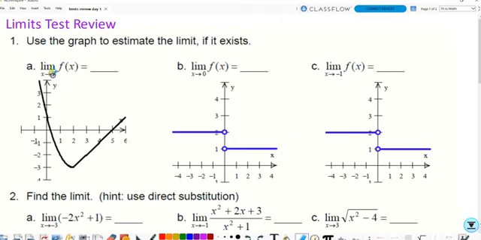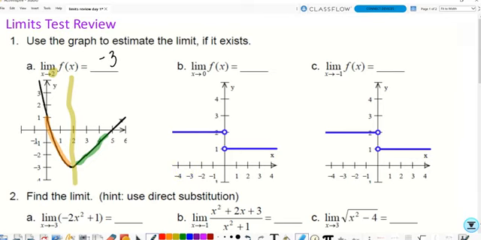Since this 2 here doesn't have a from the left or from the right, I have to look from both sides to see what value we're approaching. So from the left, the graph is approaching a y value of -3. From the right, the graph is approaching a y value of -3. So that means the limit from both sides is -3.